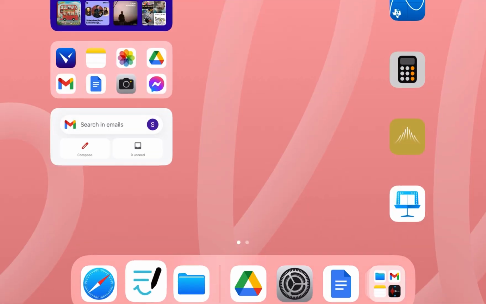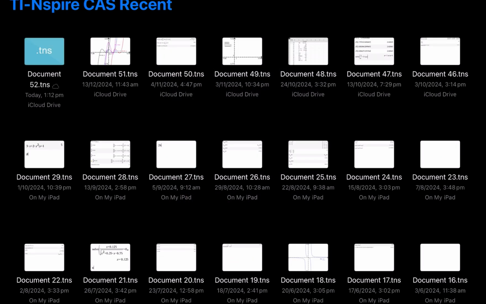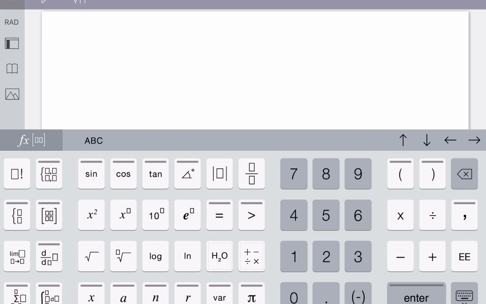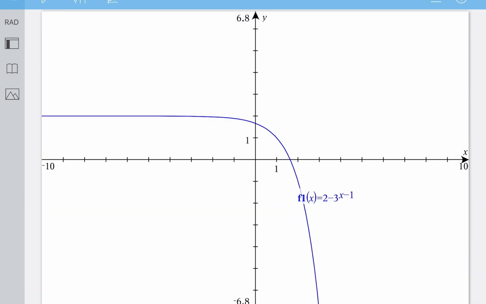Now, in regards to putting that onto the CAS calculator, my CAS just looks slightly different to yours on the iPad, but it's still the same idea. Actually, I should open up a graph page. So we can just type that in. So 2 minus, and it's 3 to the power of x minus 1. Press enter, and you'll see it looks like that.